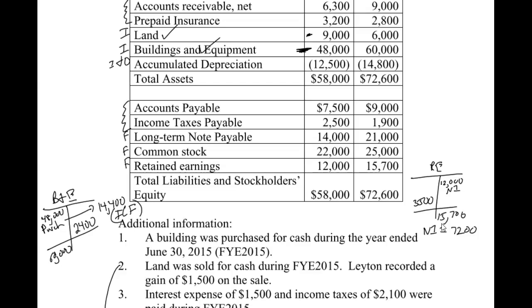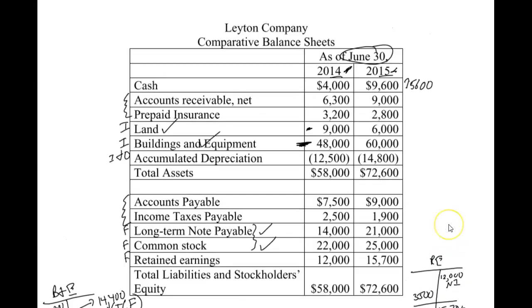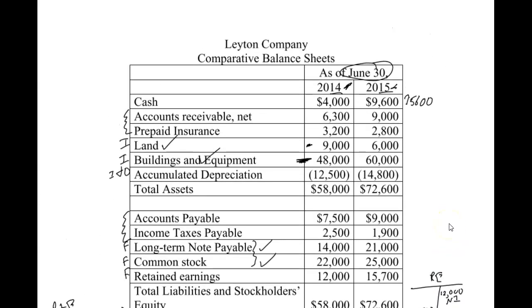It doesn't say anything about these accounts right here, so we can assume we just borrowed more money. We can assume we just issued stock for cash. Okay, so let's see where I got some room. Let's go up here to the top, and we'll do our depreciation.